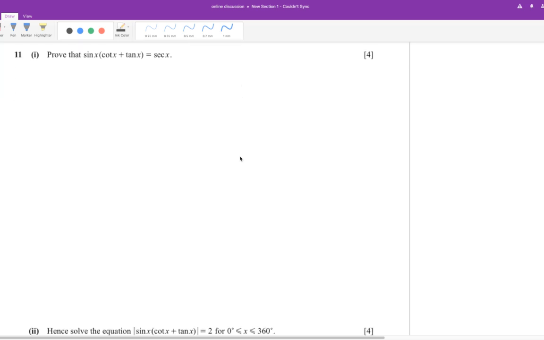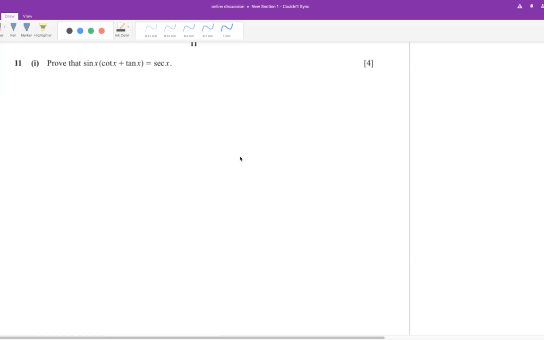Alright, question 11. Prove that. This proof question is quite easy. So I will choose the side with more information, which is the left hand side. This is the right hand side. So for the left hand side, cotangent x is basically cos x over sine x, and tangent x is basically sine x over cos x.